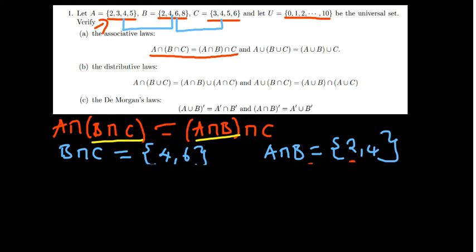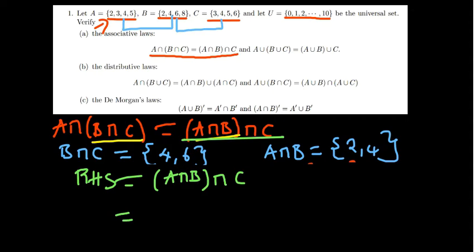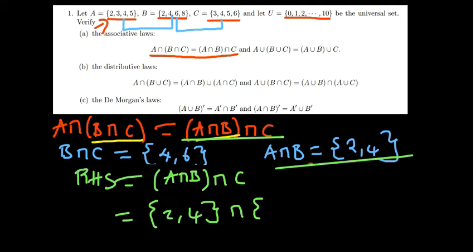So for my right hand side, we add that part: A intersection B intersection C. Your A intersection B, which has already been simplified, is 2 and 4. And then intersection with C, your C is 3, 4, 5, and 6. What's common between the two sets? It's the same as the first one. So it is also 4. It's as simple as that.